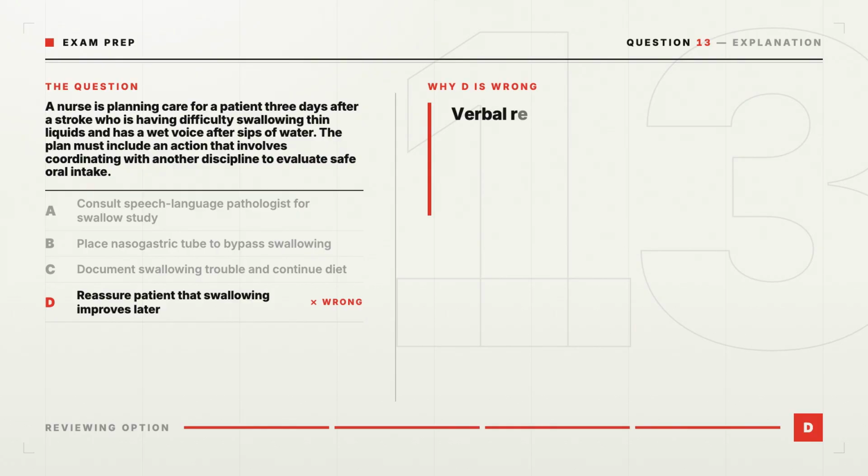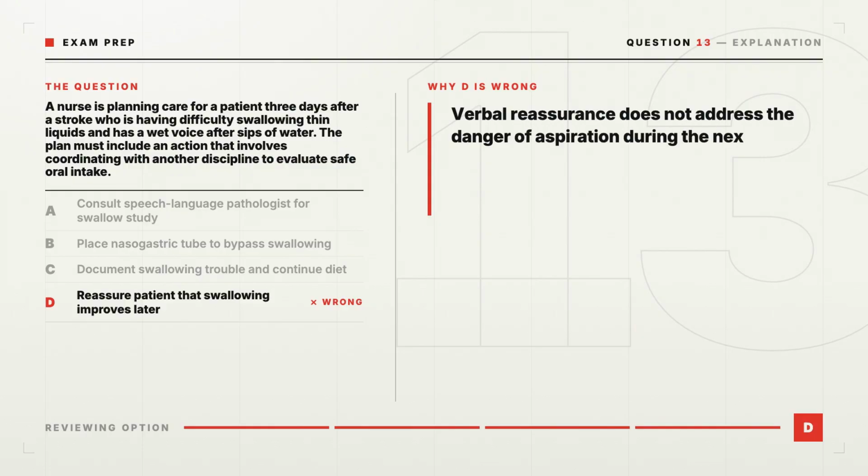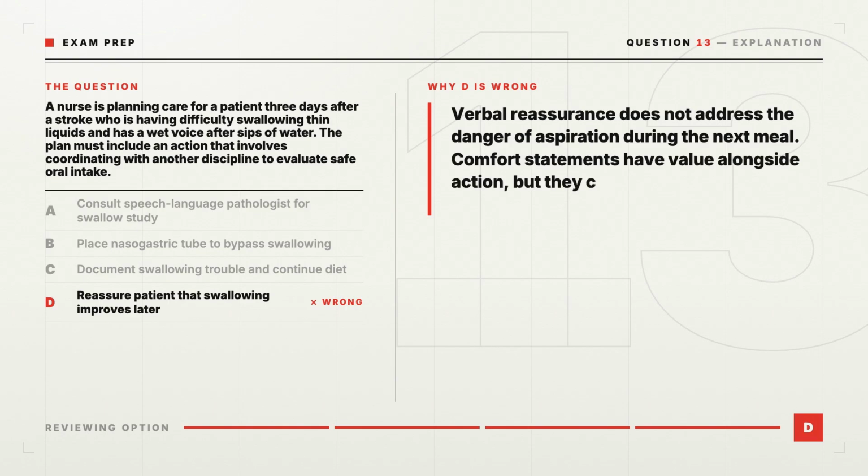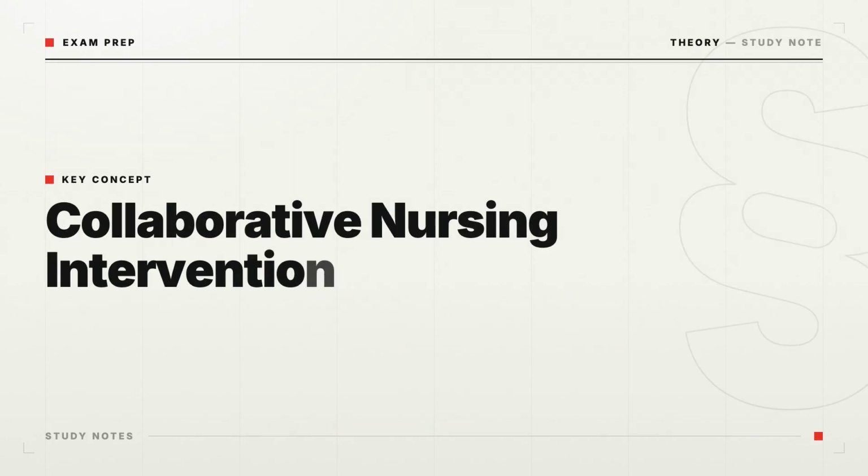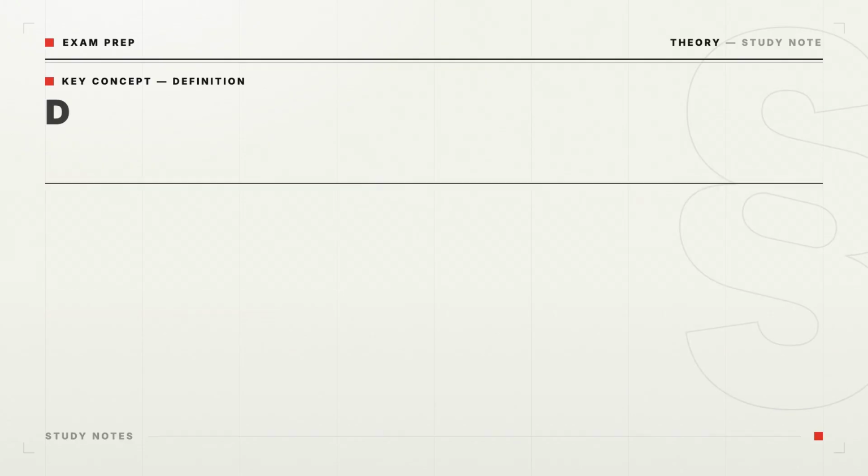D is wrong because verbal reassurance does not address the danger of aspiration during the next meal. Comfort statements have value alongside action, but they cannot replace the formal swallow evaluation needed for safety. Some nursing interventions can't be done by the nurse alone, and they aren't simply physician orders either. These are collaborative or interdependent interventions, where the nurse recognizes a problem and pulls in the right specialist. A swallow evaluation after a stroke is the classic example.